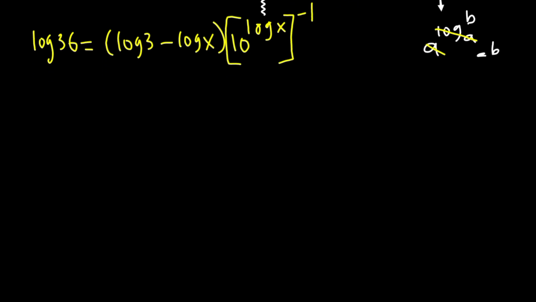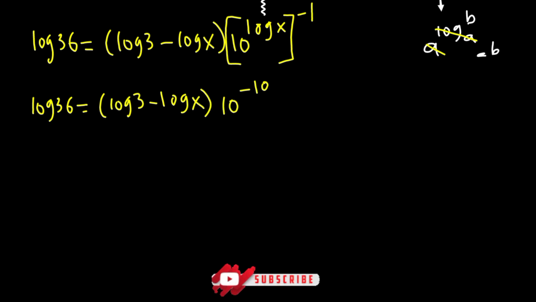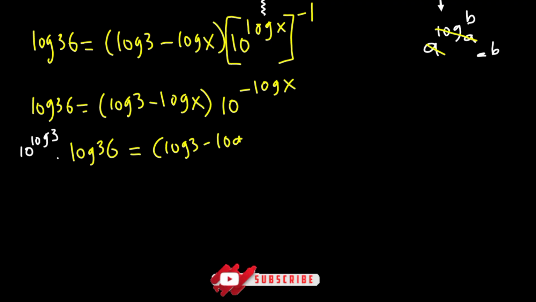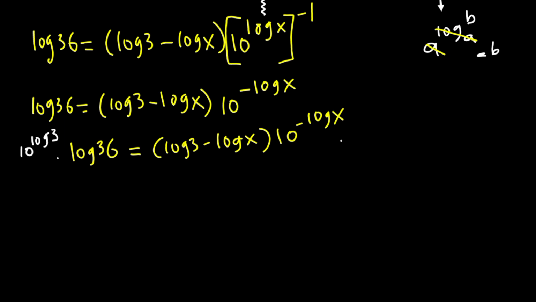Therefore, moving further, I would say log 36 equals log 3 minus log x. And then after multiplying the power, we have minus log x. So next, we're going to be multiplying both sides by 10 to the power of log 3. So that multiplies log 36, and that equals log 3 minus log x. Then 10 to the power of minus log x multiplied by 10 to the power of log 3.